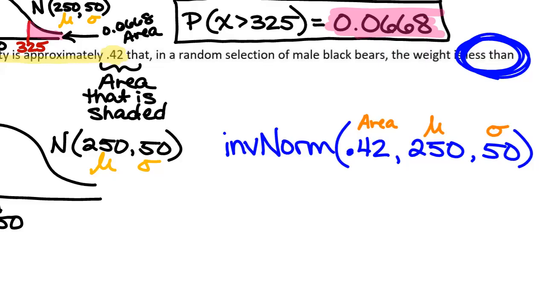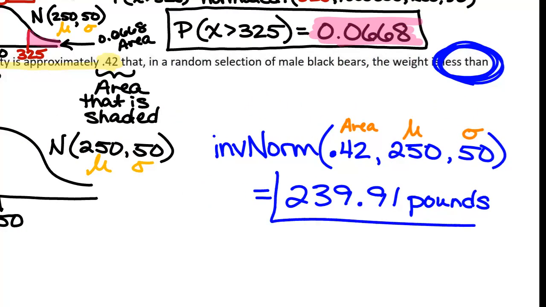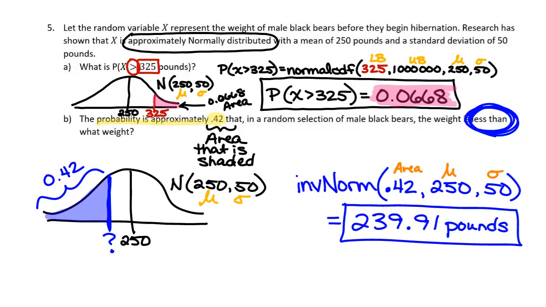All right. So what do you get when you do inverse norm of 0.42, 250, 50? 239.91. Should we put units with that? Pounds. Remember, we just found the weight of a bear. 239.91 pounds. That doesn't feel very big for a bear. I'm just saying.